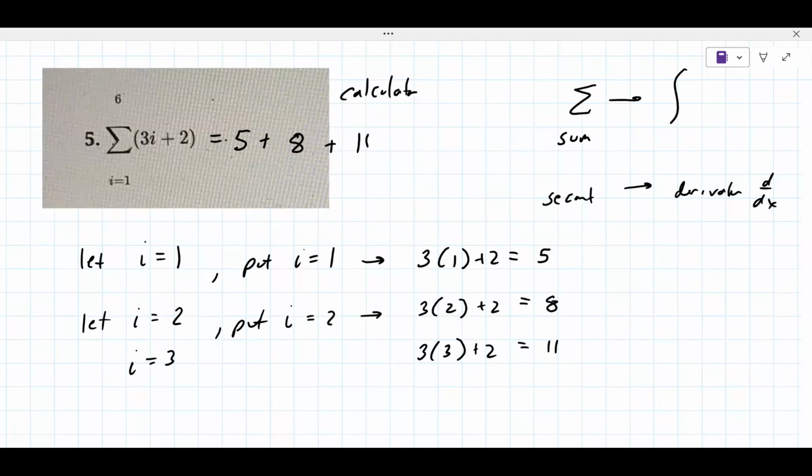And sometimes you can detect the patterns, so you don't have to keep putting in the i, but the i equals 1 is your start. The i equals 6 is your stop. You're going all the way up to 6. So for i equals 4, it's 14. For i equals 5, it's 17. For i equals 6, it's 20. And then you add up all of those numbers there. Just add them all up. Not much more to say on that.